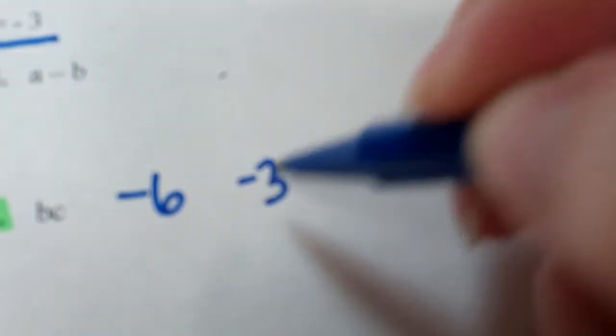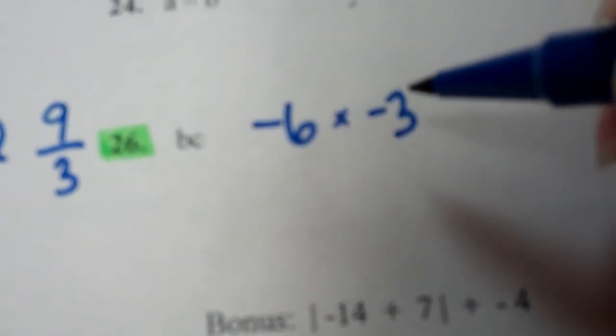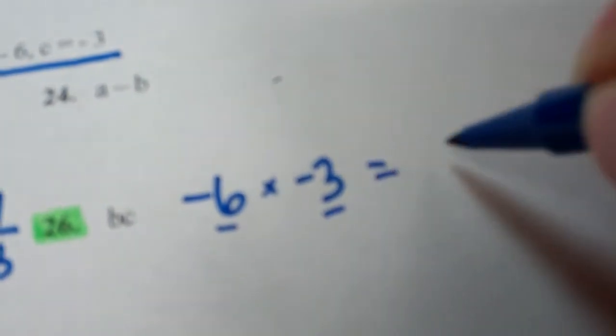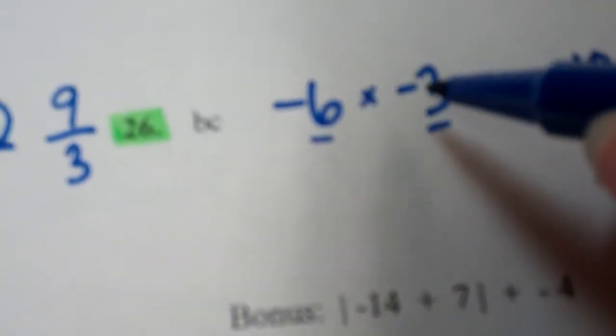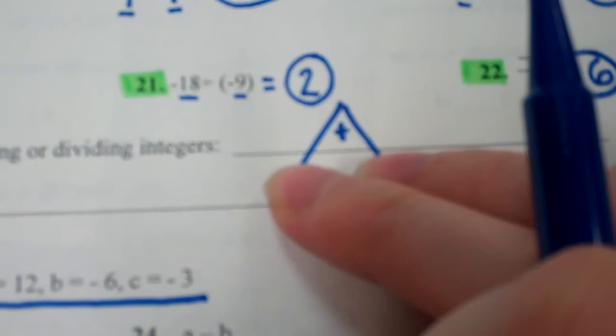And the last one, BC. B is -6 and C is -3. If there's no symbol in between, it means to multiply. -6 times -3 is just 6 times 3, which is 18. And a negative times a negative, if we use our triangle, it is a positive.